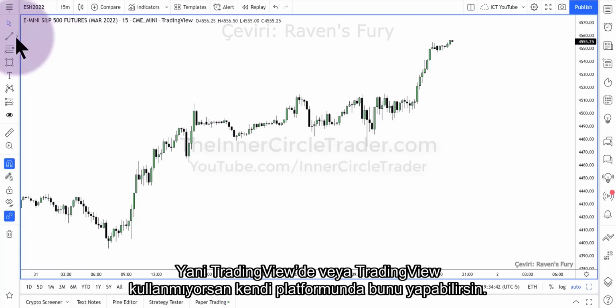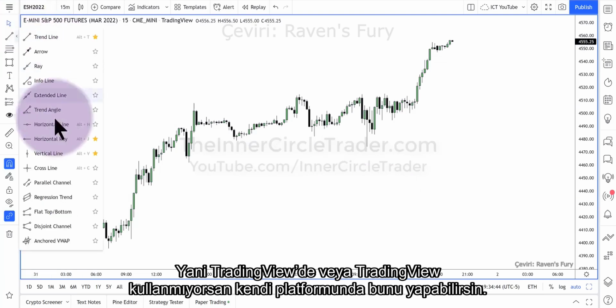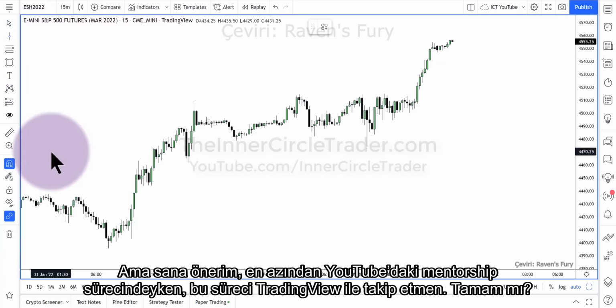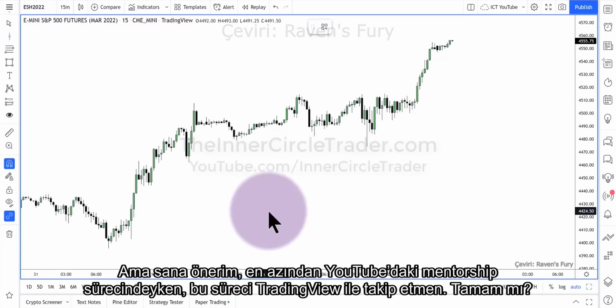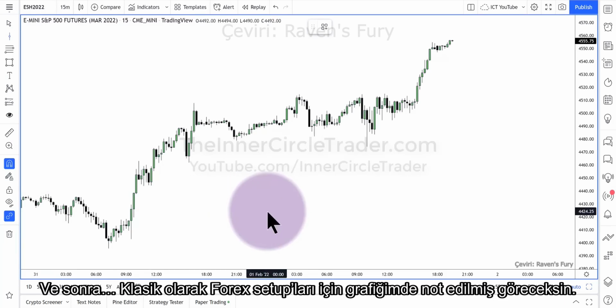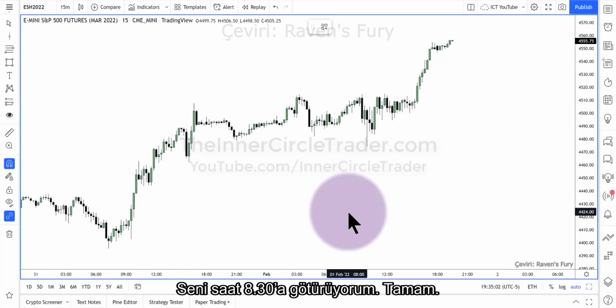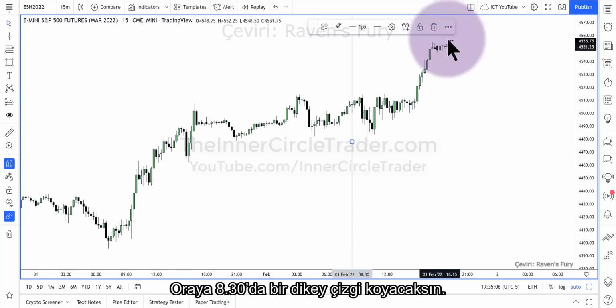So when you're in TradingView, or you can do this in your own platform if you're not using TradingView, I'm recommending you, at least while you're going through mentorship here on YouTube, to go through the process with TradingView. All right, and then this is what you would classically see annotated in my chart for a Forex setup. I'm taking you to 8:30. Okay, you're going to put a vertical line there at 8:30.